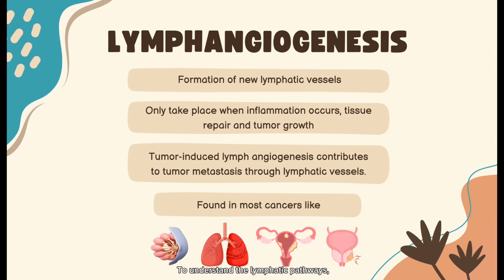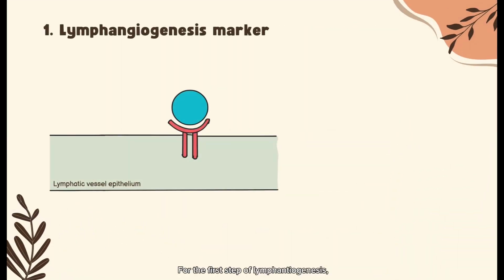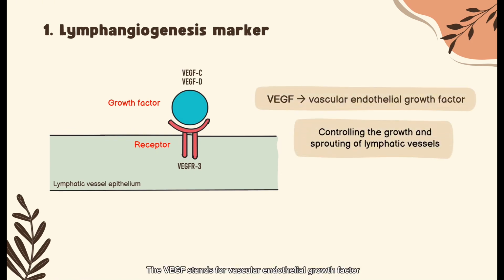To understand the lymphatic pathways, we must get to know about lymphangiogenesis. Lymphangiogenesis is the formation of new lymphatic vessels. Tumor-induced lymphangiogenesis contributes to tumor metastasis through lymphatic vessels. For the first step of lymphangiogenesis, we have to know that on the lymphatic endothelial cell, there is a uniquely expressed receptor called VEGFR3, and its growth factors, VEGFC and VEGFD, which differentiate lymphatic endothelium from blood vascular endothelium. VEGF stands for vascular endothelial growth factor, which functions in controlling the growth and sprouting of lymphatic vessels. It becomes the molecular marker to detect tumor metastases via lymph nodes.